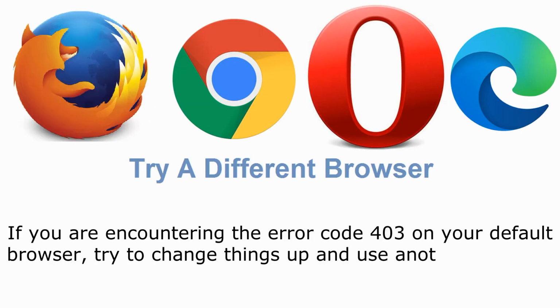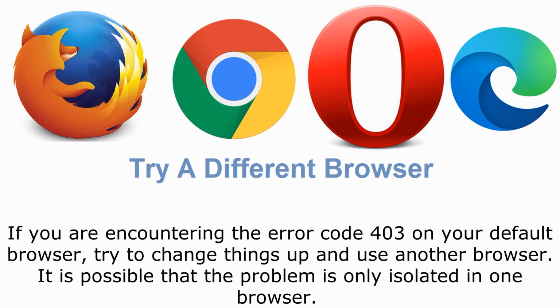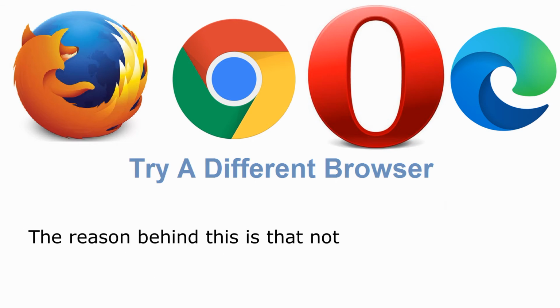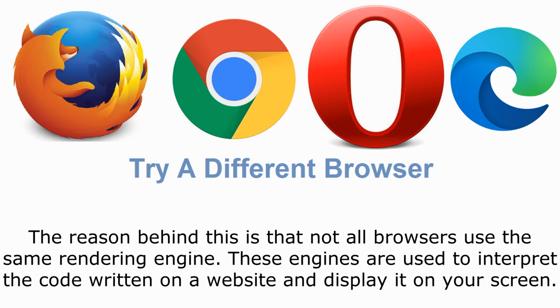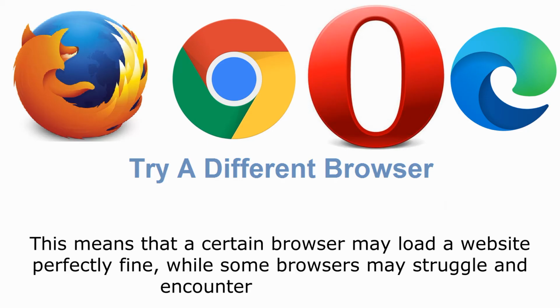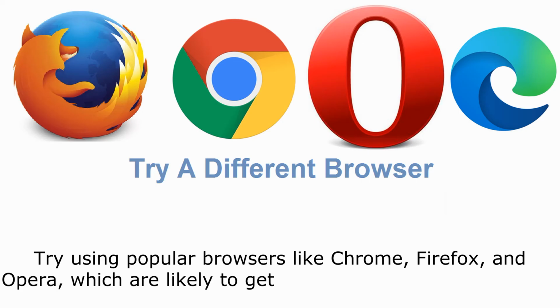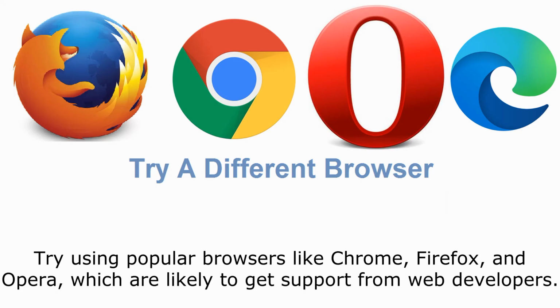Method 4, try a different browser. If you are encountering the error code 403 on your default browser, try to change things up and use another browser. It is possible that the problem is only isolated in one browser. The reason behind this is that not all browsers use the same rendering engine. These engines are used to interpret the code written on a website and display it on your screen. This means that a certain browser may load a website perfectly fine, while some browsers may struggle and encounter several errors. Try using popular browsers like Chrome, Firefox, and Opera, which are likely to get support from web developers.